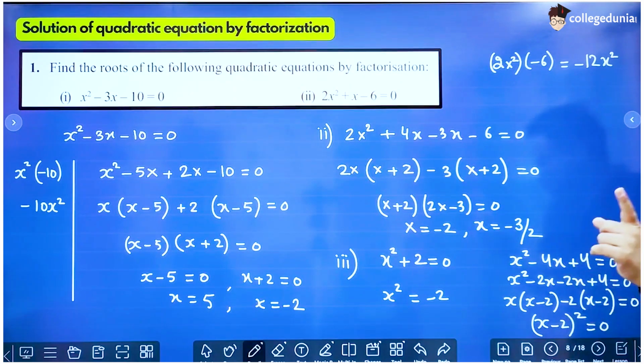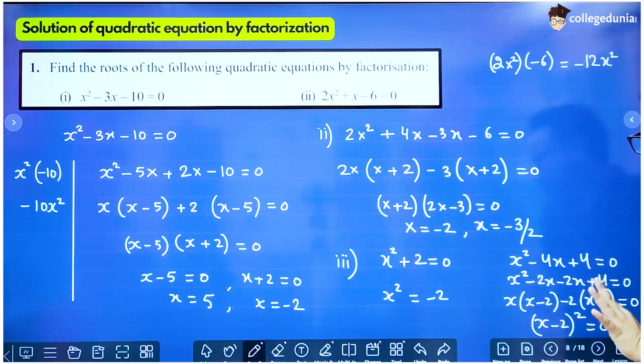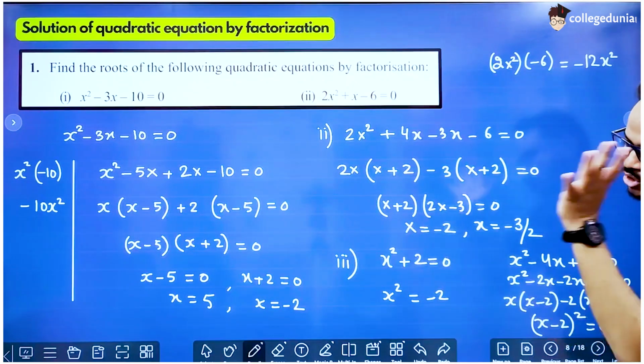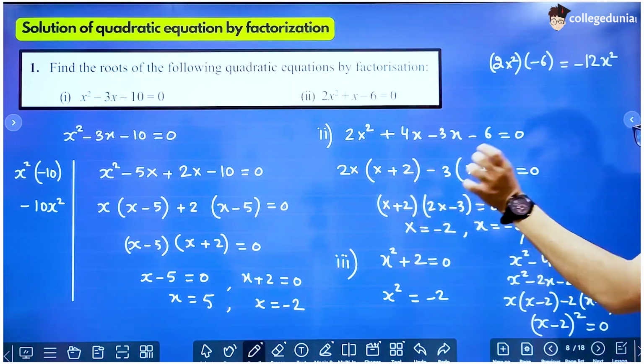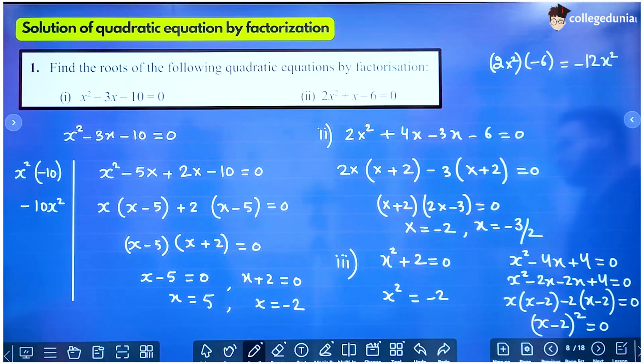So this equation has one root, or we can say that it also has two roots, but both the roots are equal. And this equation does not have any root, and these two equations had two different roots. So the maximum number of roots that you can get for a quadratic equation is 2.